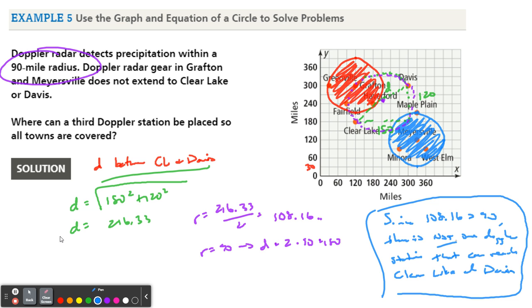I was kind of confused when I did that problem myself the first time, but there we go. Cool. All right, so nice application of circles. All right, good luck with this section.